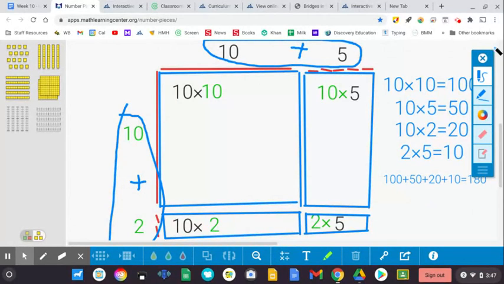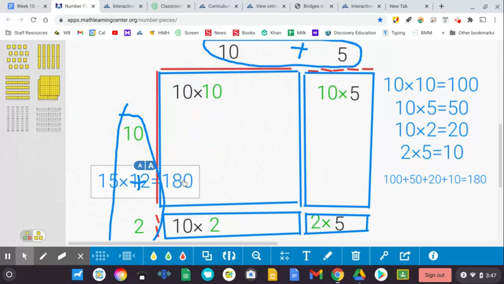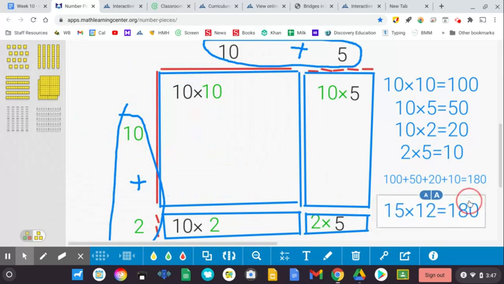So now that we've done that, I'm going to write our equation for our dimensions. And that would be 15, because 10 plus 5 is 15, times 10 plus 2 is 12, equals 180. And so this is our final multiplication equation. All of this work came right out to this.